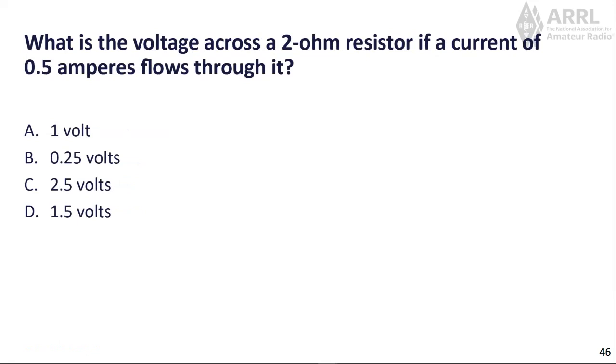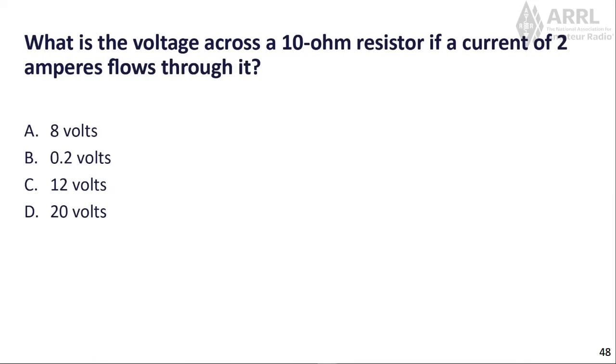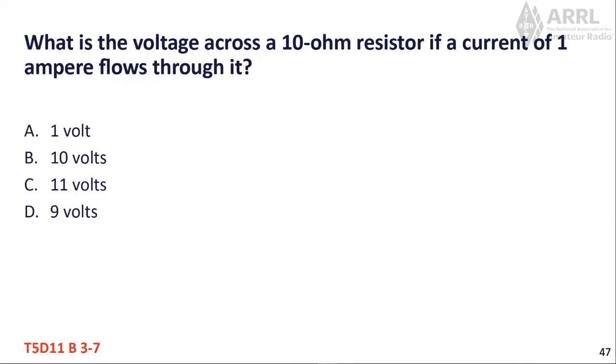What is the voltage across a 2 ohm resistor if a current of 1/2 amp flows through it? So we're going to have 0.5 times 2 ohms, and that would give us 1 volt. Answer A. What is the voltage across a 10 ohm resistor if a current of 1 amp flows through it? So the correct answer would be 10 volts. Answer B.